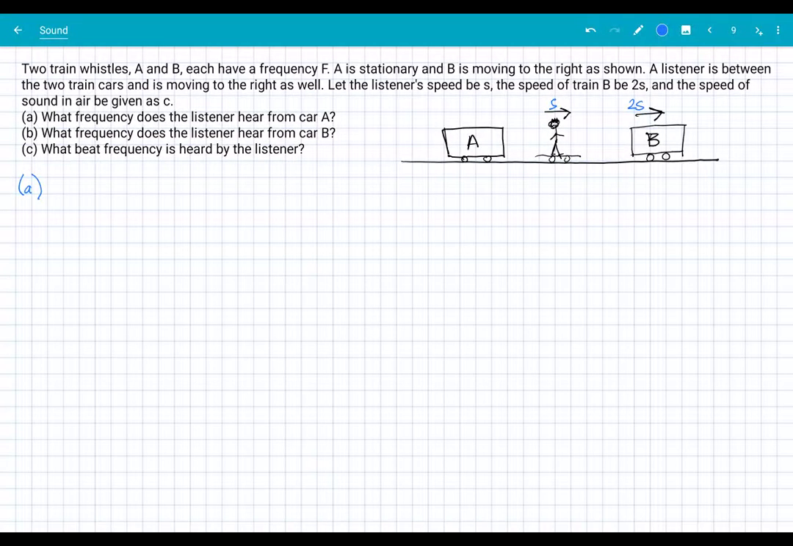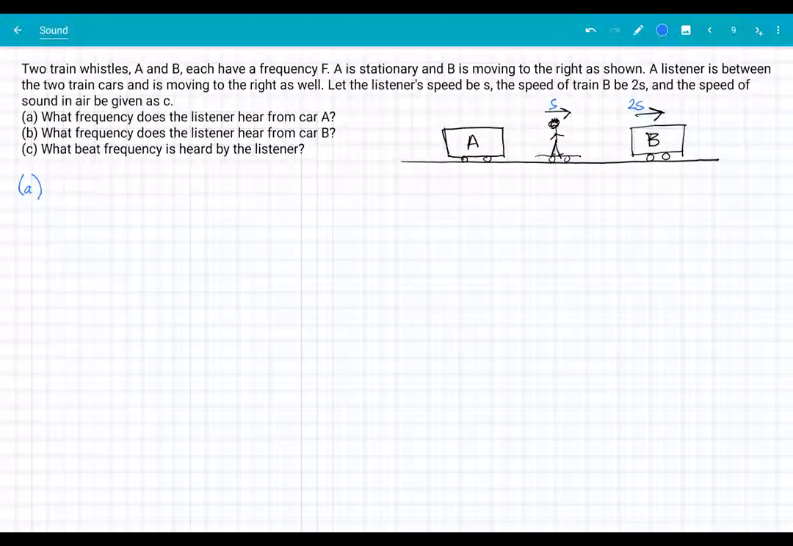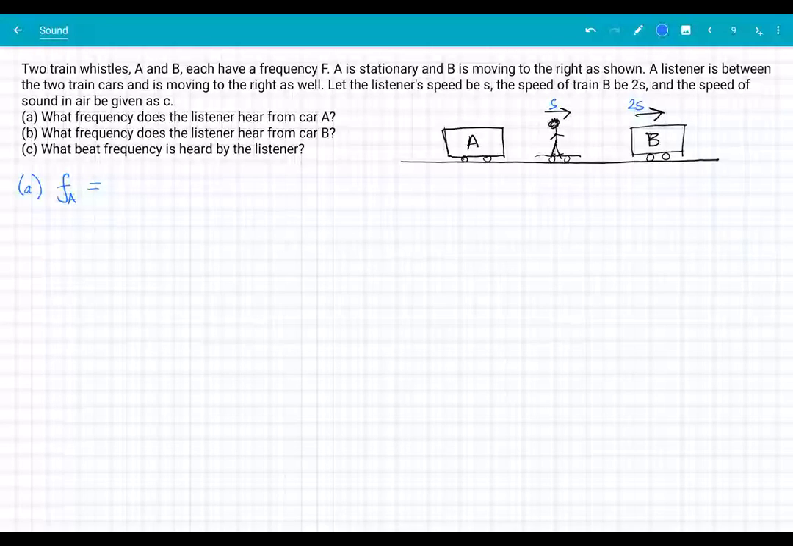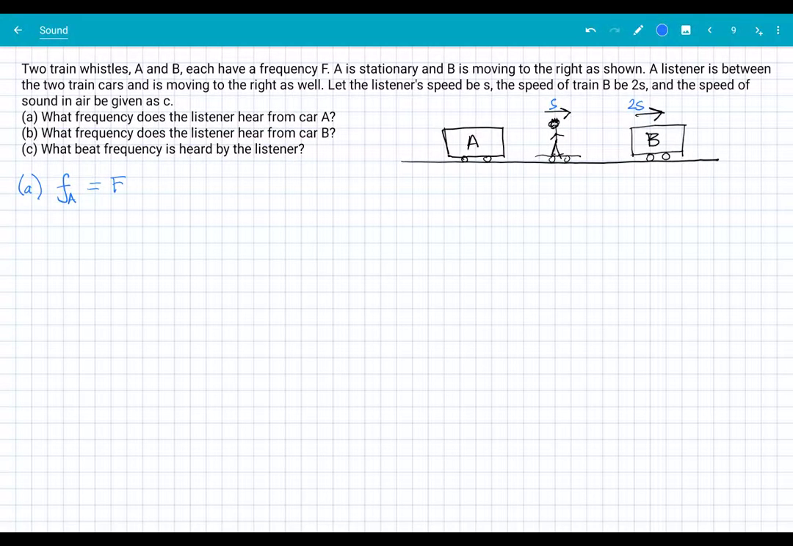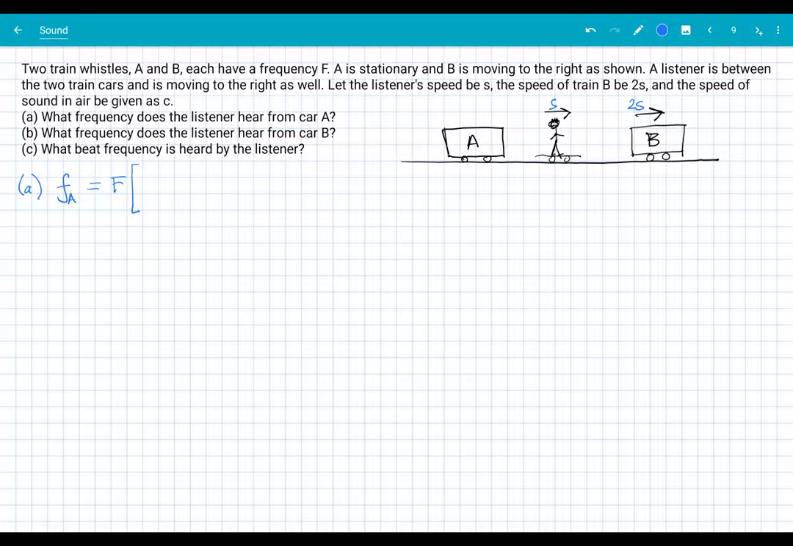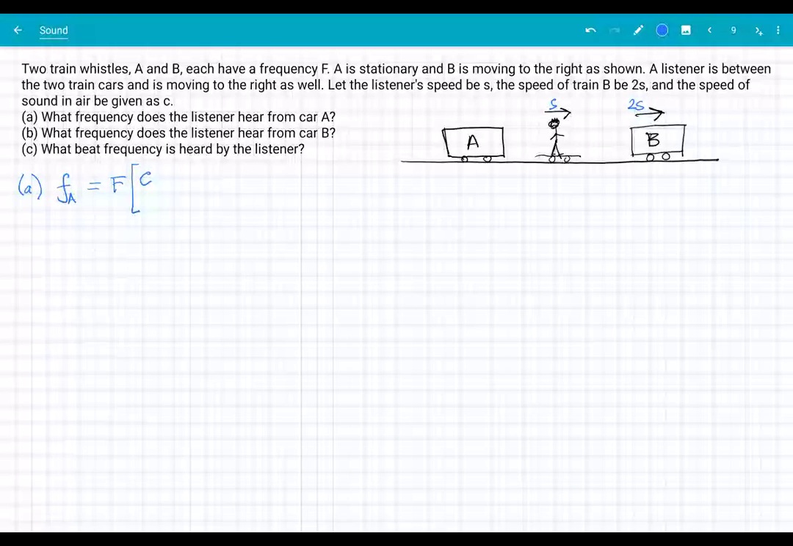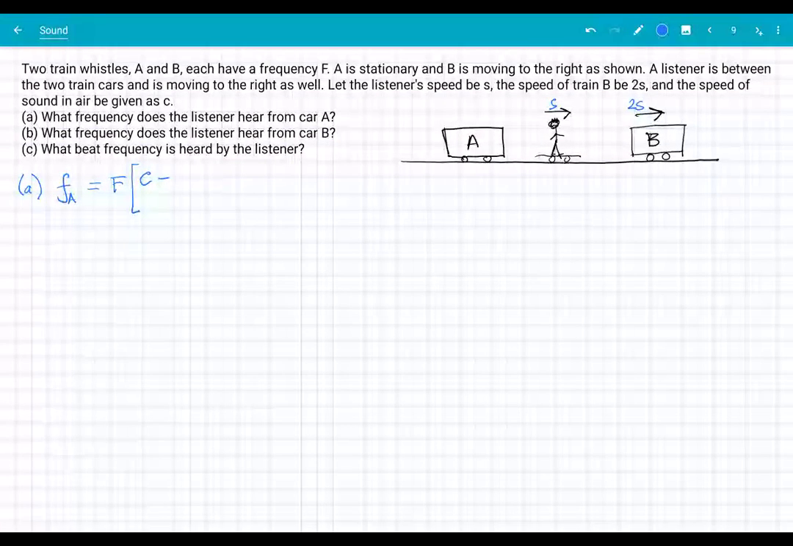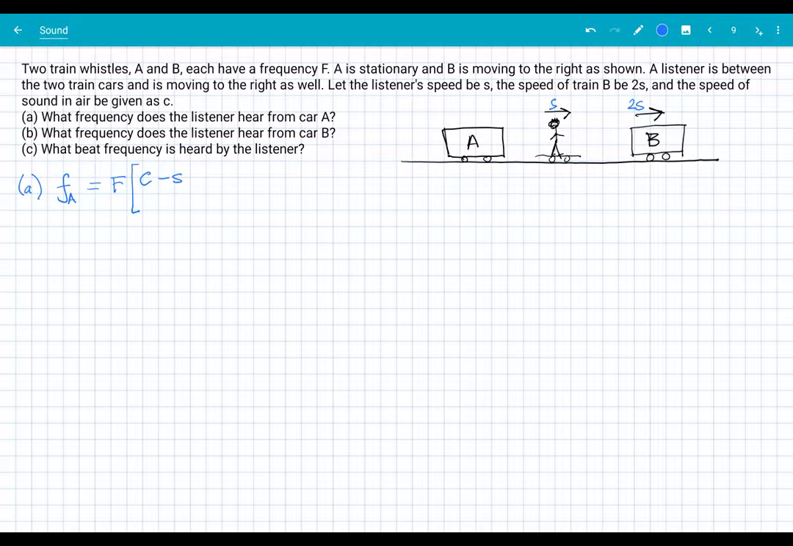Let's just start there. So for car A, I'll call that frequency F_A. That's going to be the frequency that's emitted by the car, right? And then when we apply Doppler, we have to ask ourselves, okay, is the observer in motion? Yes, the observer's in motion, and the observer's moving away from the car, and that's going to have the effect to decrease the observed frequency.